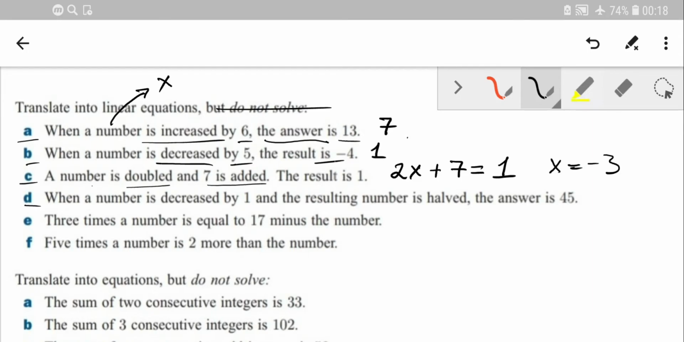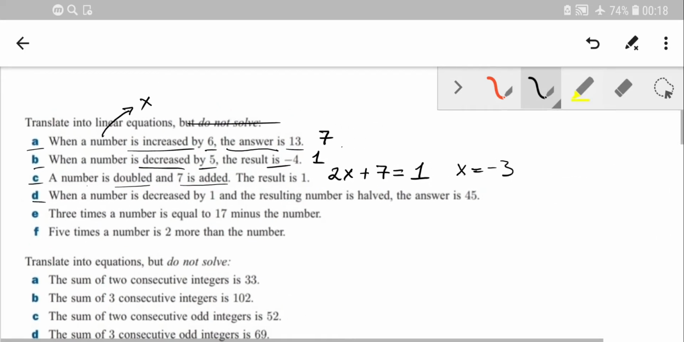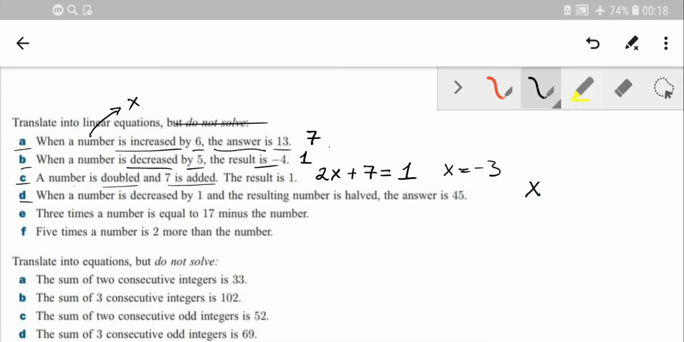Well done. So D: when a number is decreased by 1 and the resulting number is halved, the answer is 45. So here is a bit more complicated logic, because first of all, the number is decreased by 1. So what do we need to write? We need to write your number x and you subtract 1. That's how you decrease by 1. And the resulting number: you don't know the value of it exactly, but you know this is your resulting number. And now it's halved.